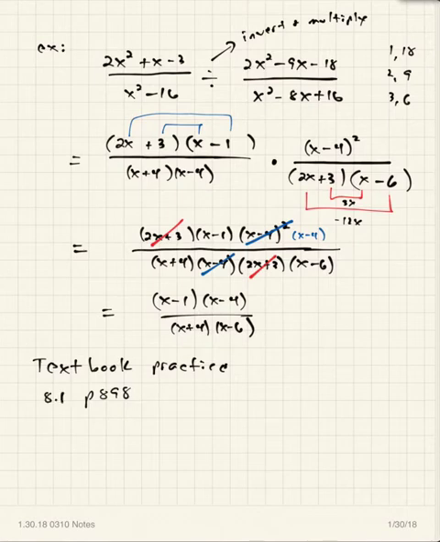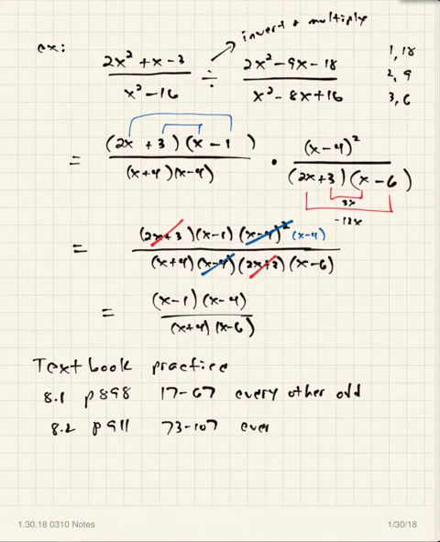So section 8.1, page 898, and it's problems 17 through 67, and I would say every other odd there would work just fine. Lots of practice problems there, certainly. And then on page 911, so this is section 8.2, page 911, I would be looking at 73 through 107, and again, probably every other odd would be fine there as well. Remember, every other odd just means you start with an odd and then you skip odds throughout the list of problems. Those would be good practice problems here.